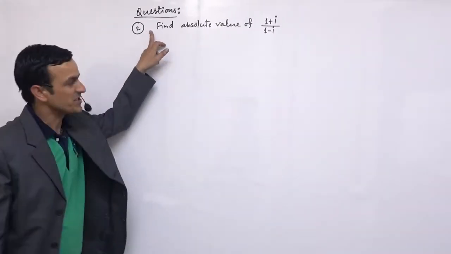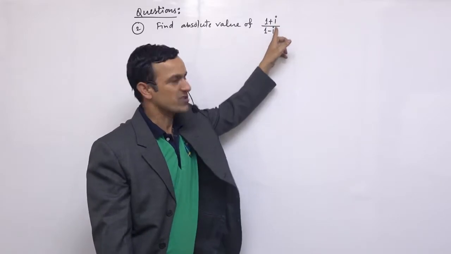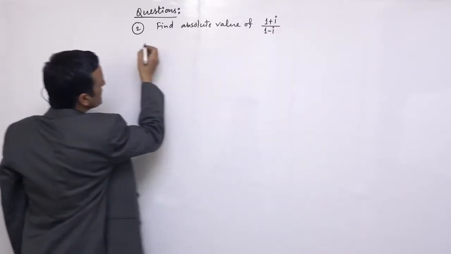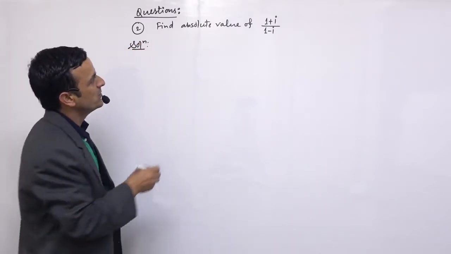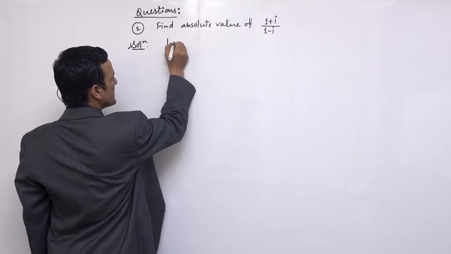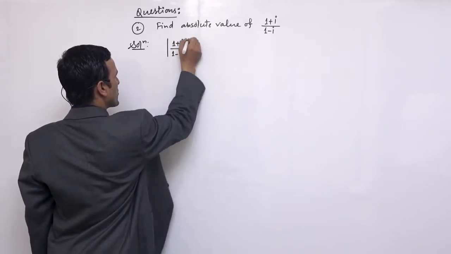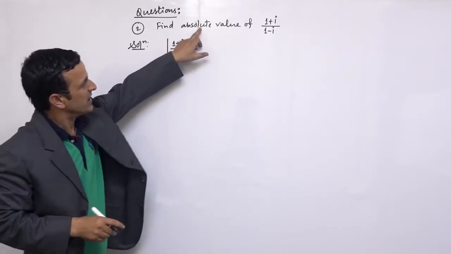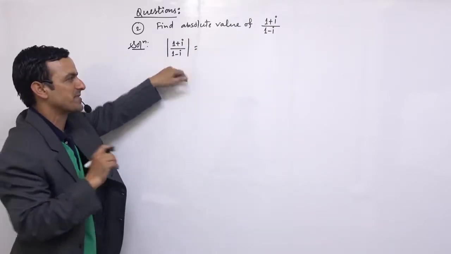And we have another question, question number 2. Find the absolute value of this term. Here is also a fraction. So how to solve this problem? Now the absolute value of this means you can write like this by inserting the appropriate sign. So this is the absolute value. Here is the word absolute value, but we have to insert the symbol of absolute value.